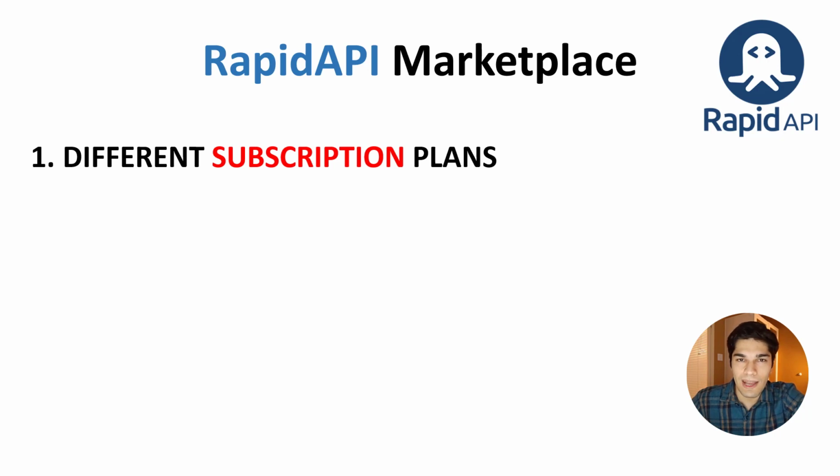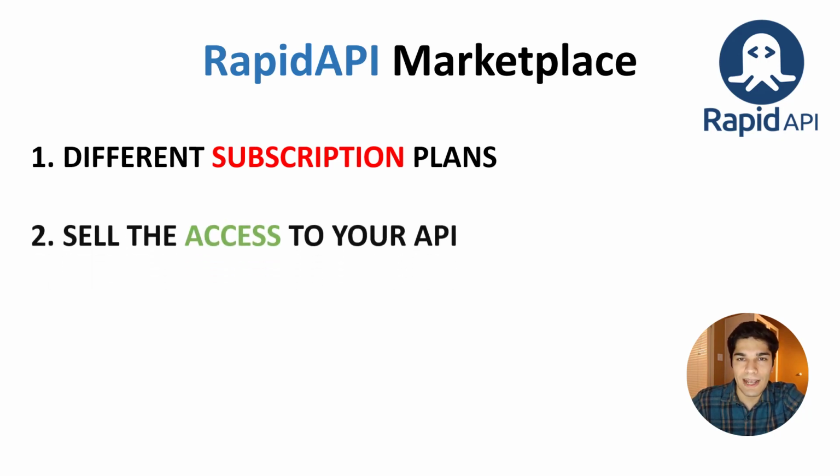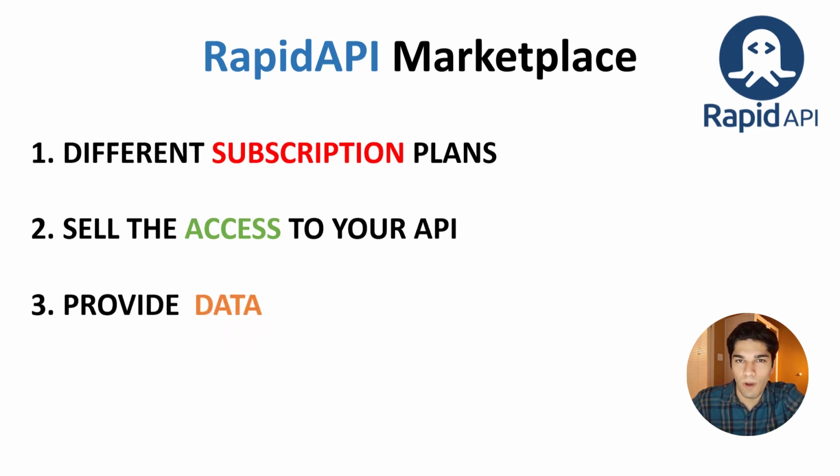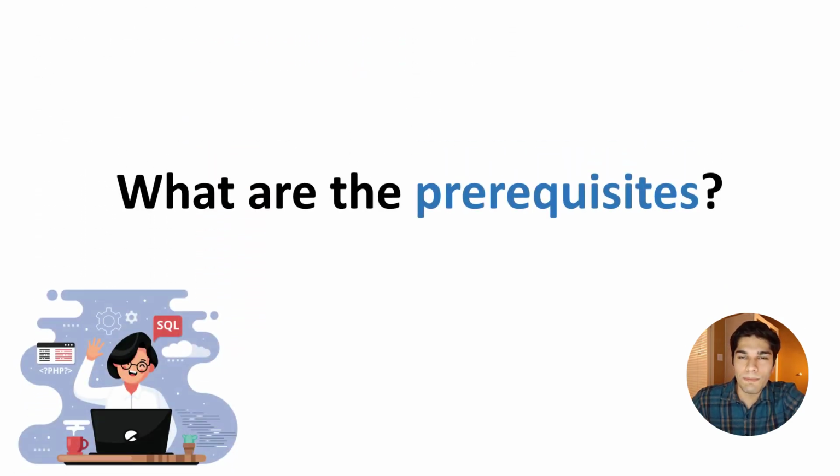This website allows you to sell access to your API and let people use the data you are providing. The only prerequisite you'll need is a basic understanding of the Python programming language, although we'll not write much code and you'll have the access and permission to use my code. So you just need to watch this video to the end and change the code based on what you need.